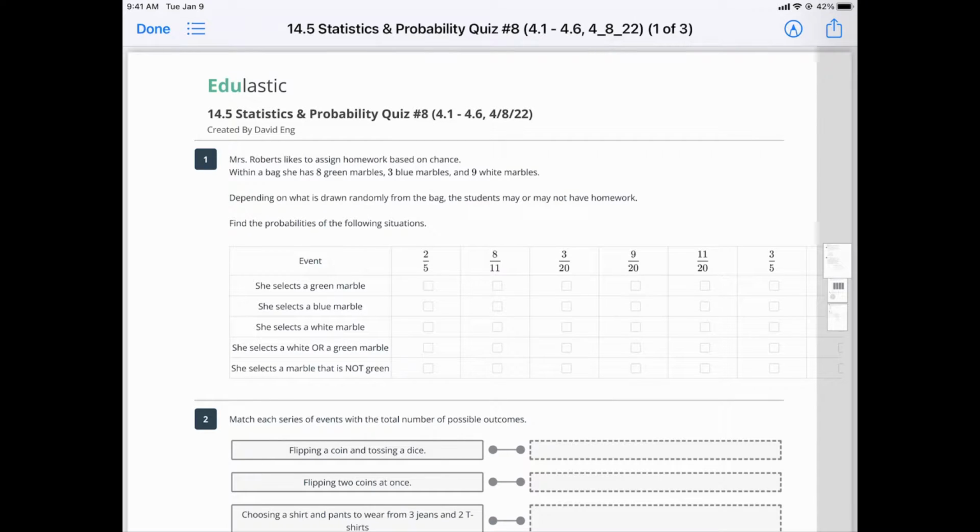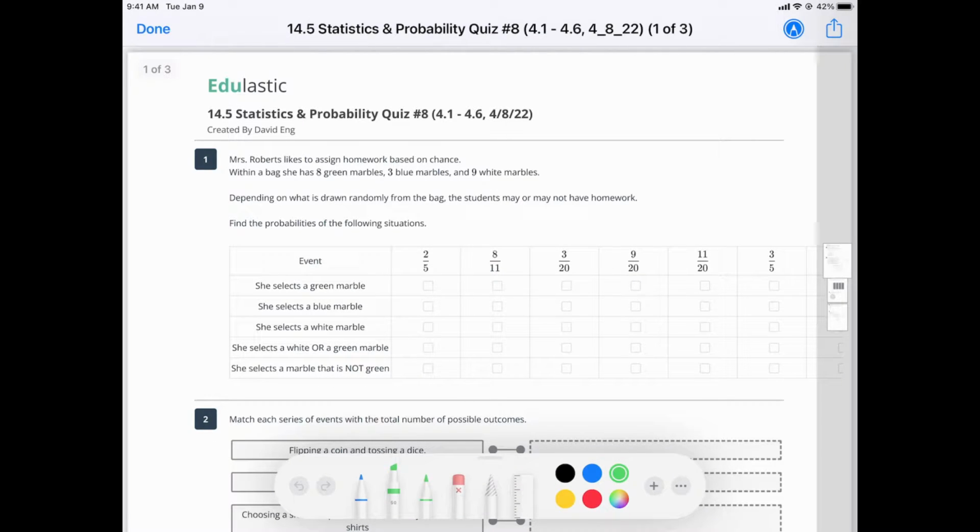Hey math lovers, let's go over 14.5 quiz number 8, April 8, 2022. Mr. Roberts likes to assign homework based on chance. We've got 8 marbles that are green, 3 blue, and 9 that are white. So that gives me 20 total. Select a green marble. So that would be 8 out of 20.